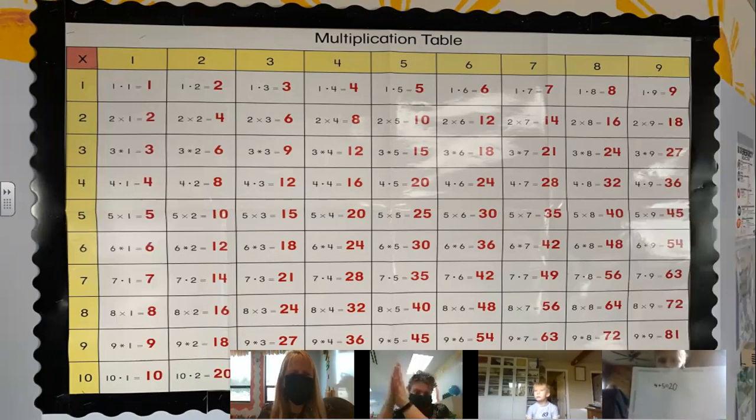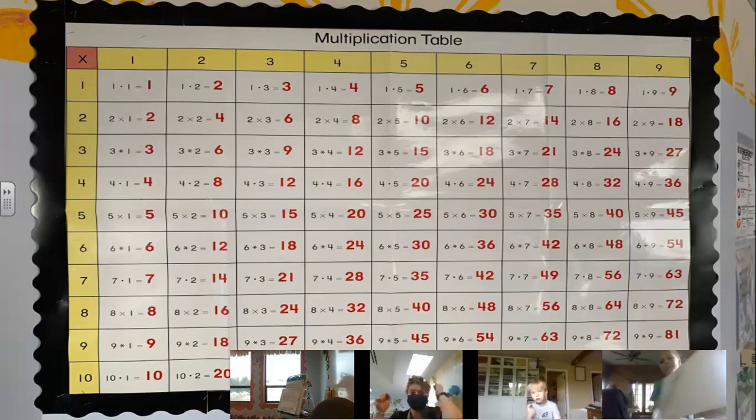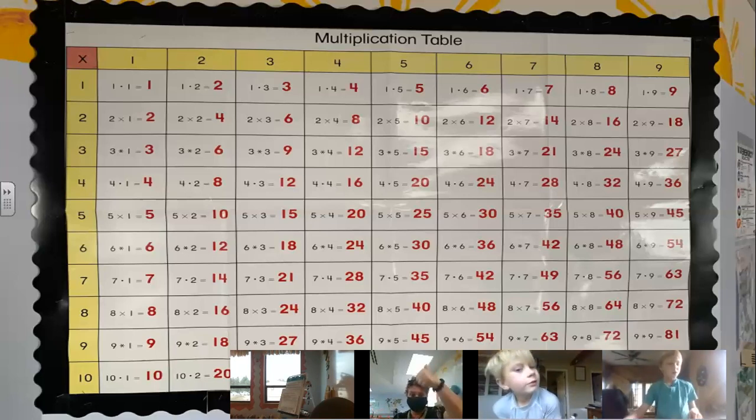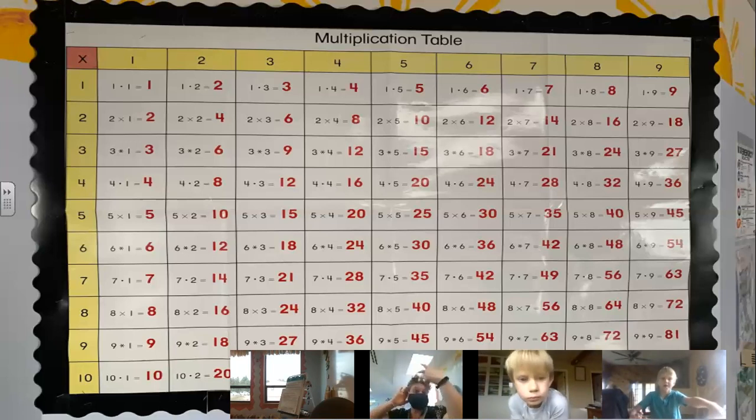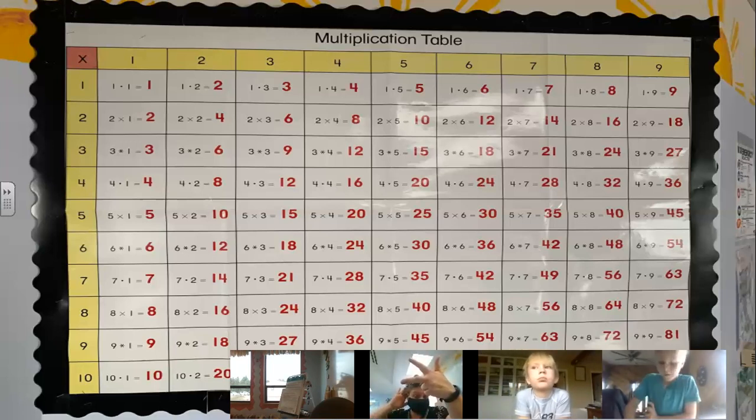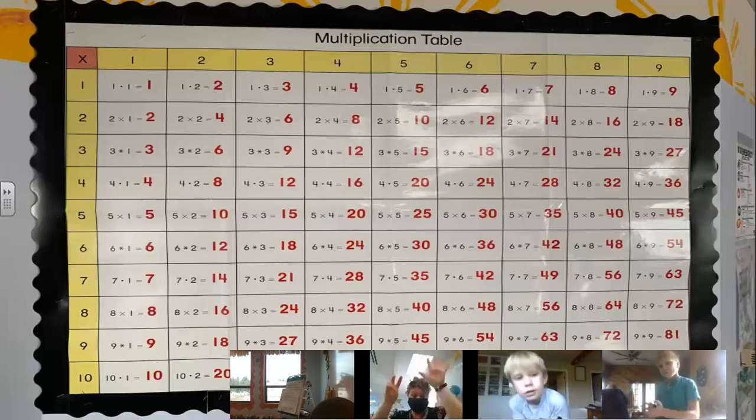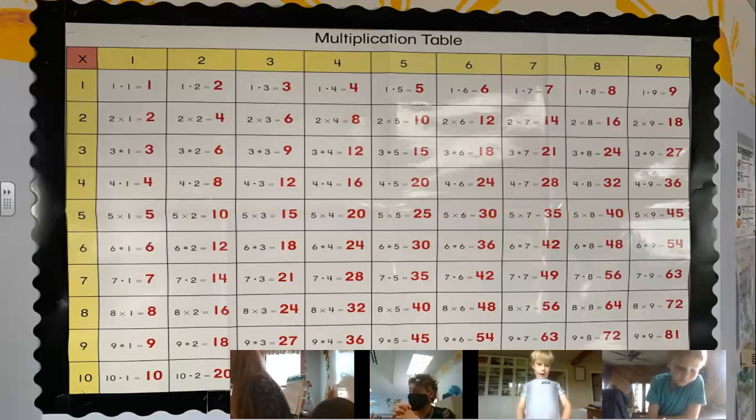Excellent, nice job. All right, let's do our 2's count bys. Everybody ready? Let's go across this time. 2 times 1 equals 2. 2 times 2 equals 4. 2 times 3 equals 6. 2 times 4 equals 8. 2 times 5 equals 10. 2 times 6 equals 12. 2 times 7 equals 14. 2 times 8 equals 16. 2 times 9 equals 18. And then tomorrow, I think I'm going to start dividing too. We'll do the division, but let's get comfortable with this.